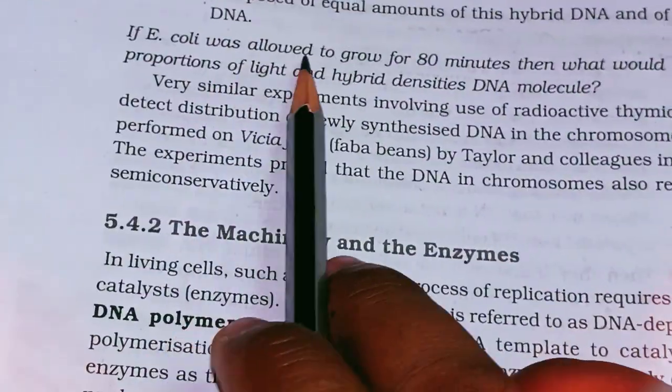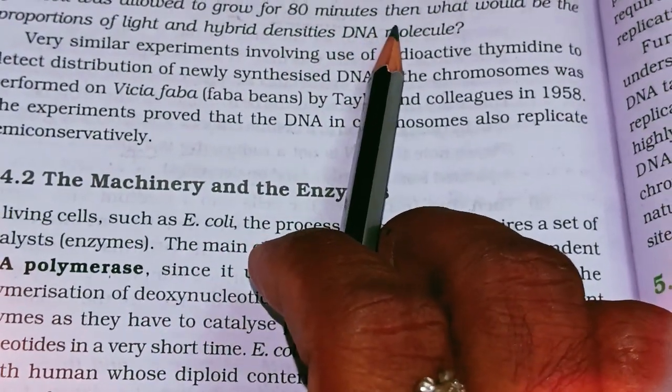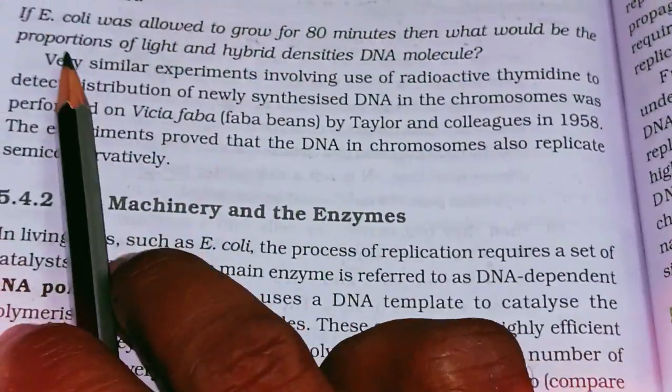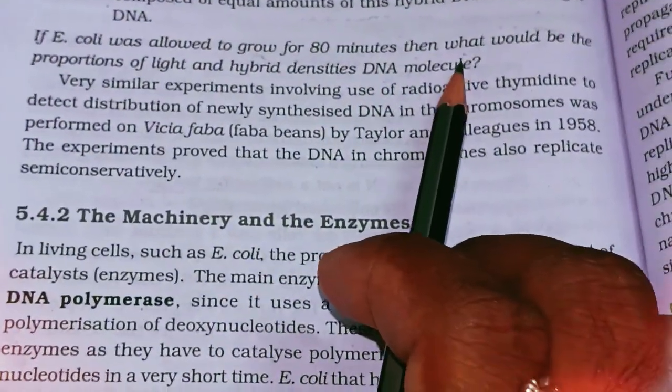If E. coli was allowed to grow for 80 minutes, then what would be the properties of the light and hybrid density DNA molecules?